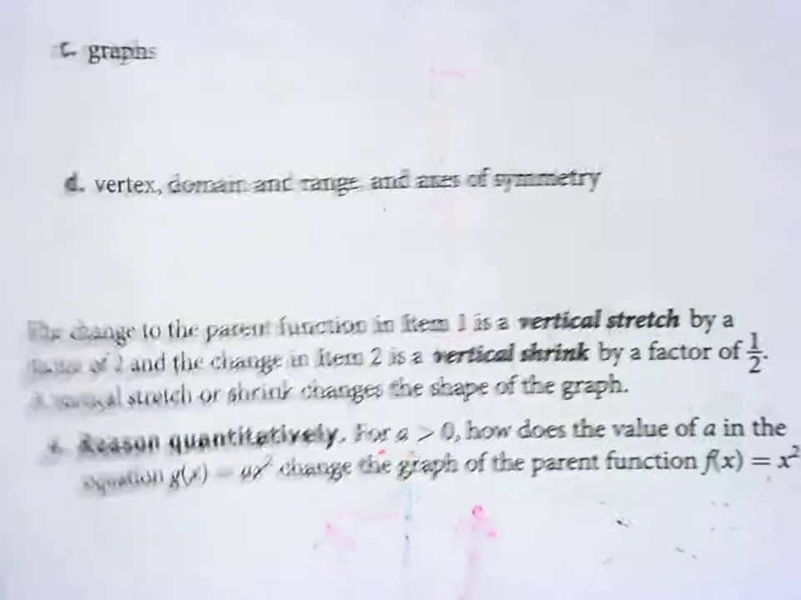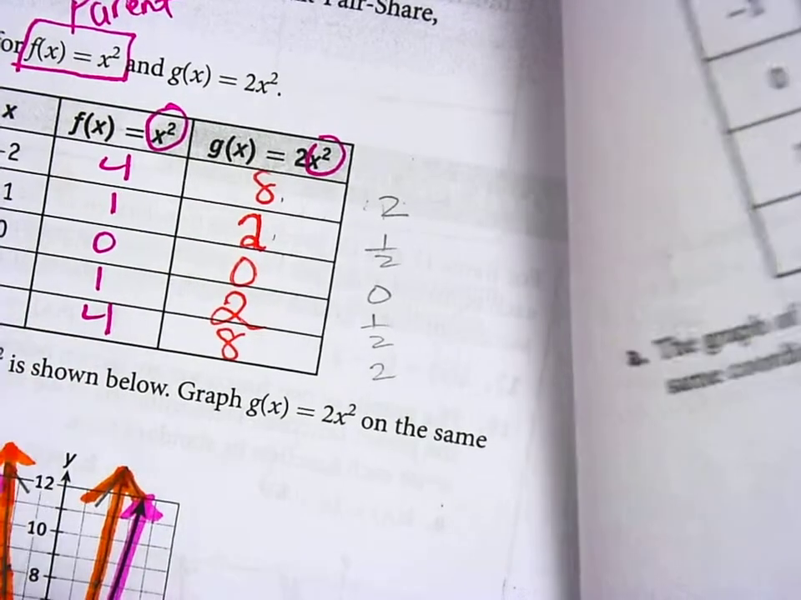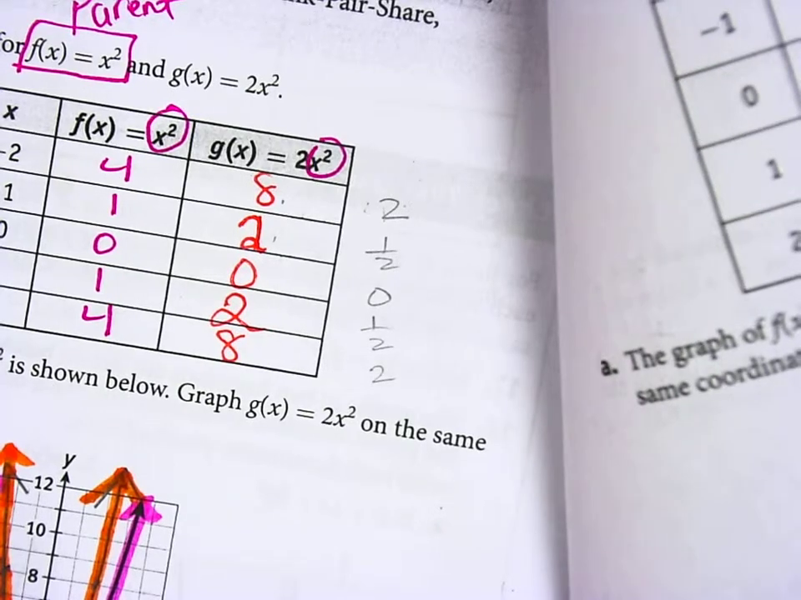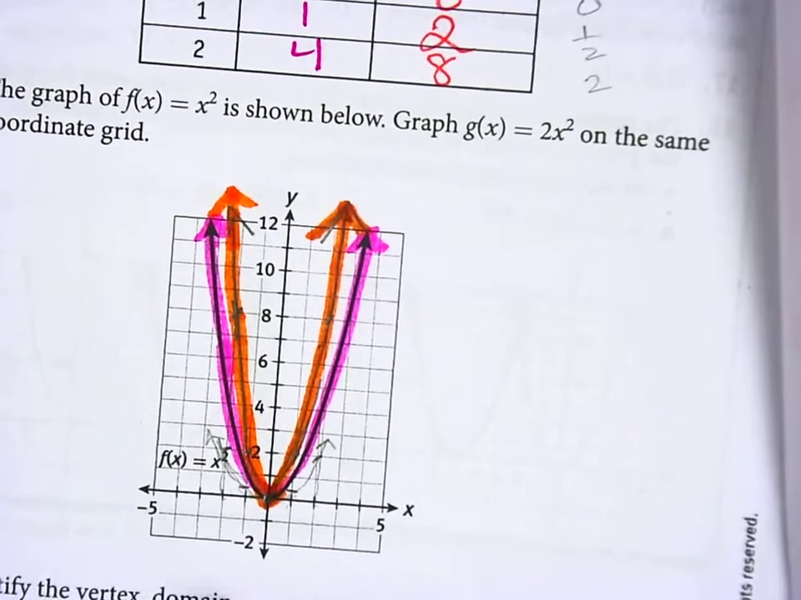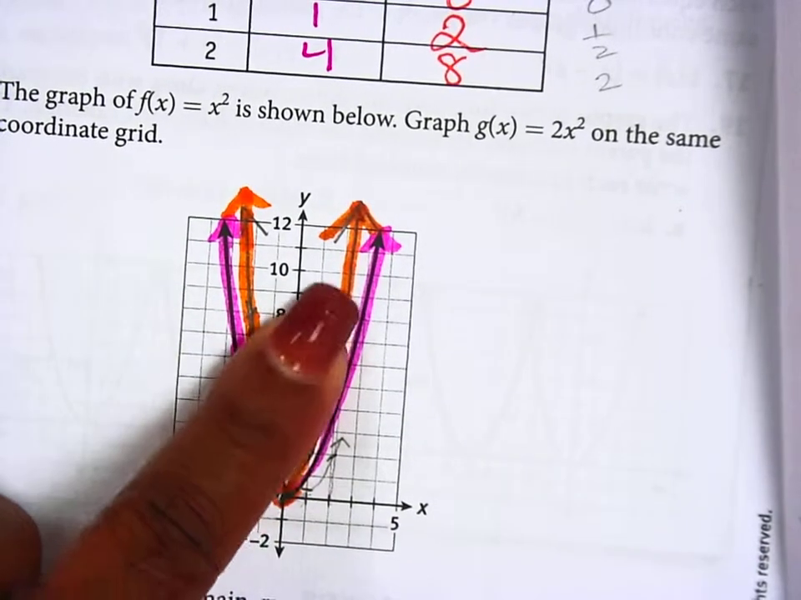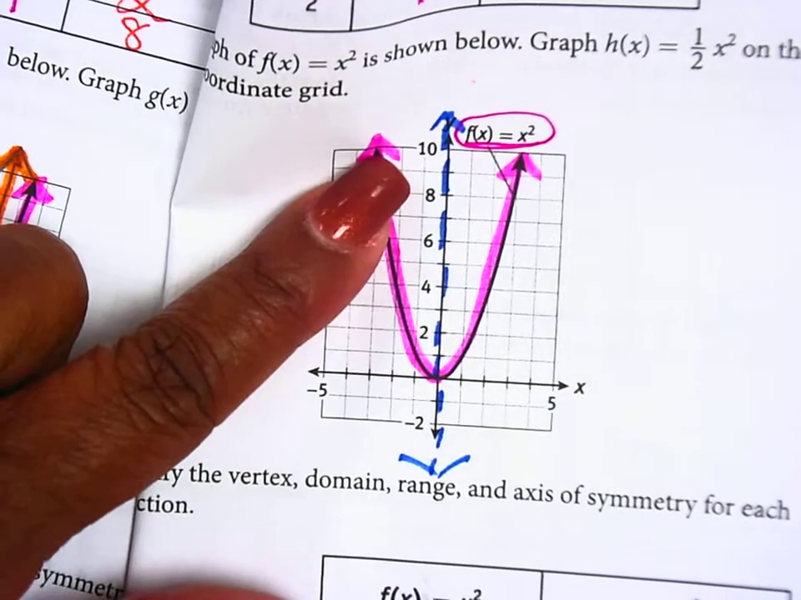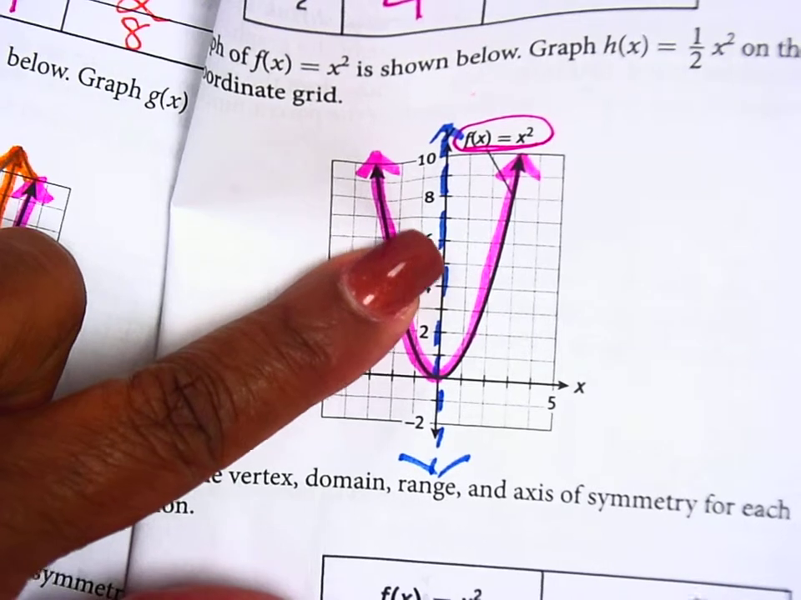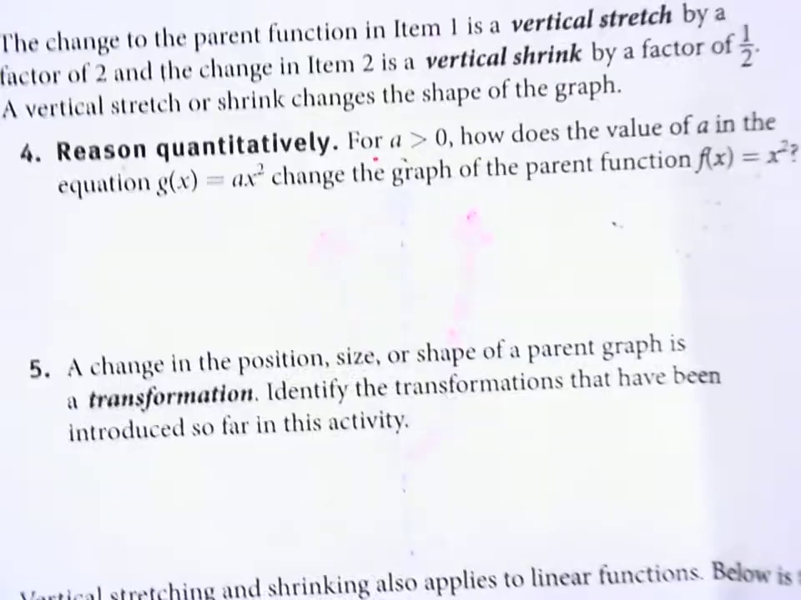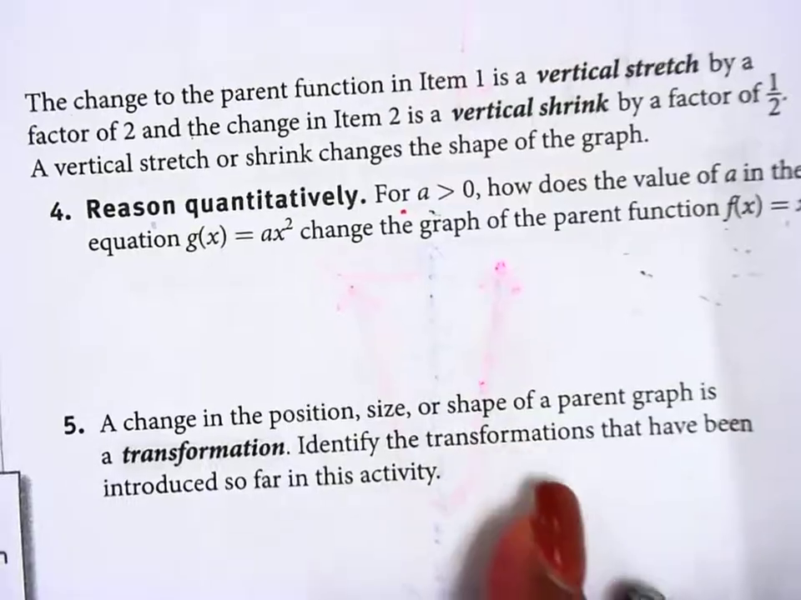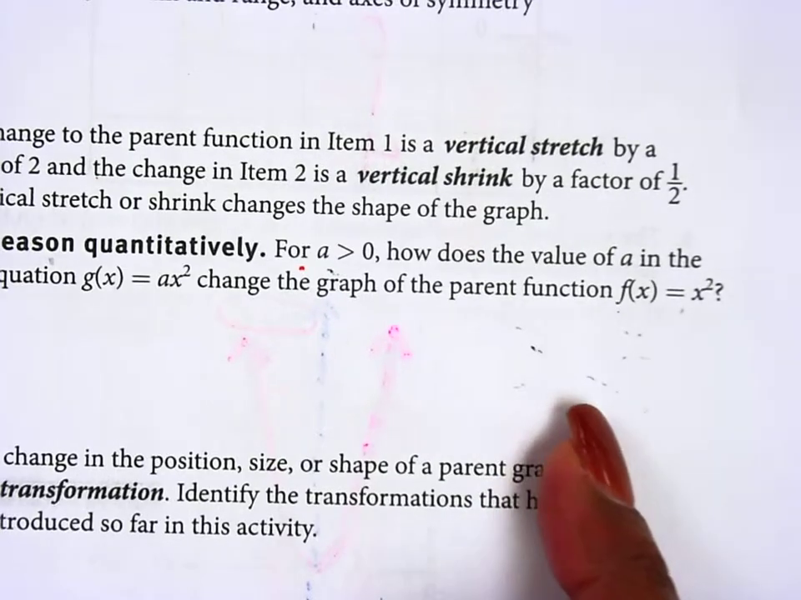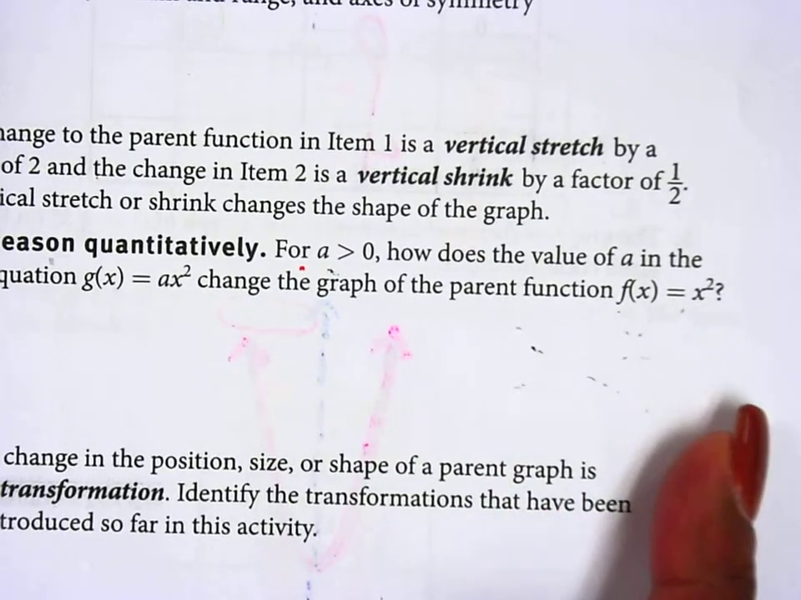Meaning that they want you to compare, which you should already have done. Just notice what you did and what you said. What happened to the graph when this was 2? What happened when you graphed 1/2 x squared? I didn't graph it for you; you should have graphed it. What did you notice? It's just helping you summarize what you've learned from the previous problems.